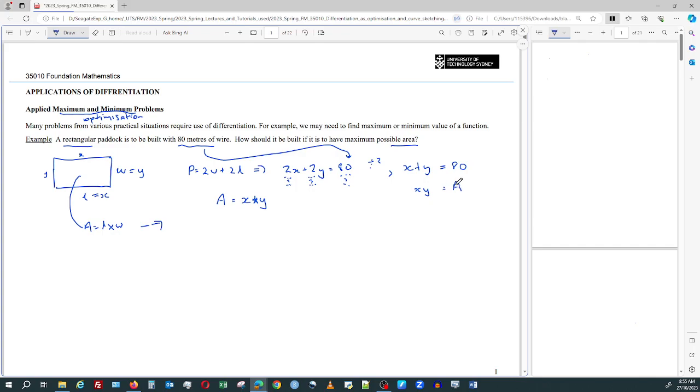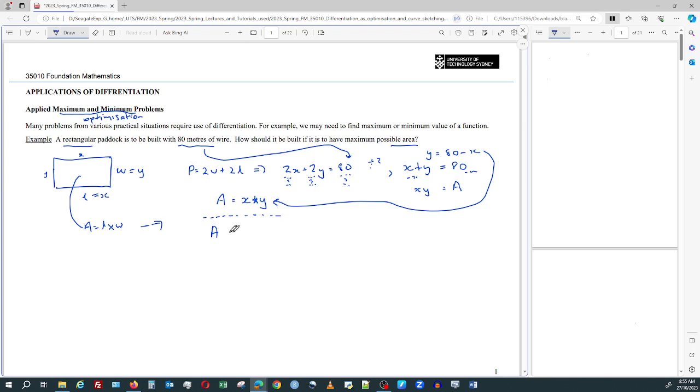So what we can do is take one of the variables, y for example, and make it the subject. So we just subtract x, and so we get y equals 80 minus x. So then we take that and we substitute that into our equation. So what we're going to get is a new relationship.